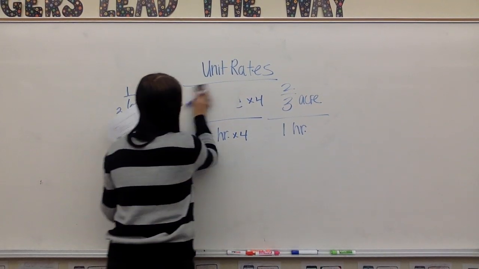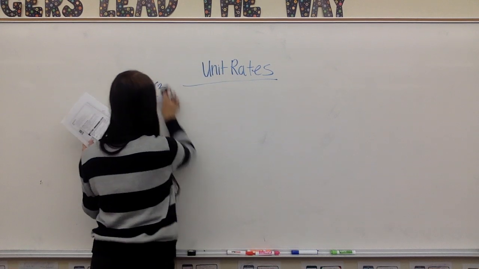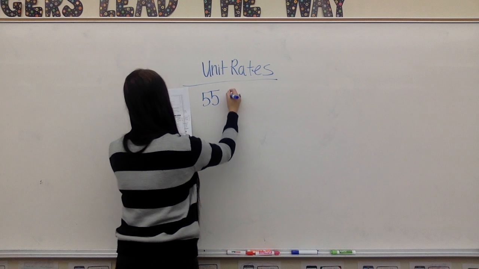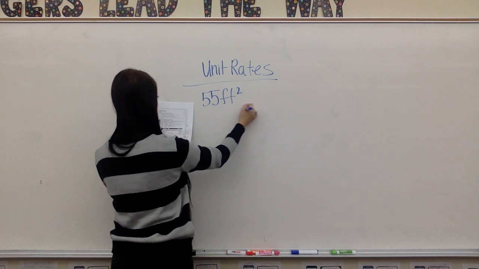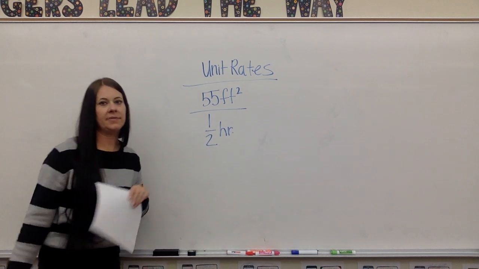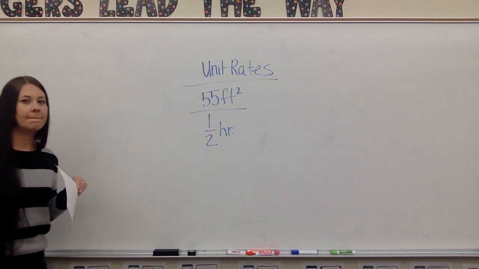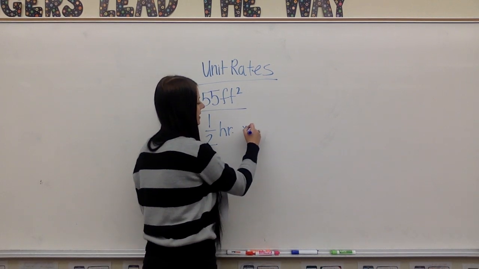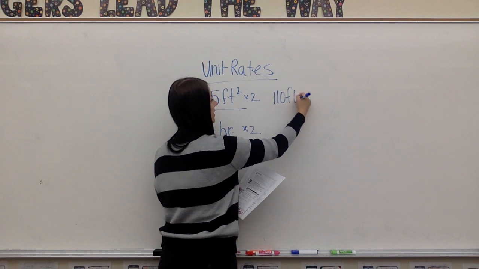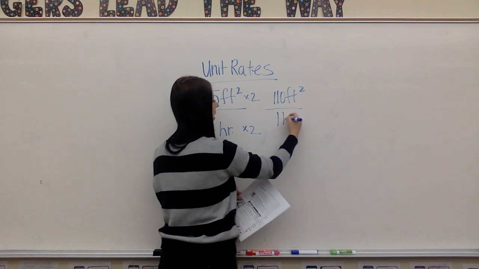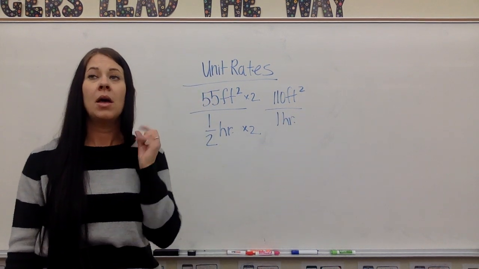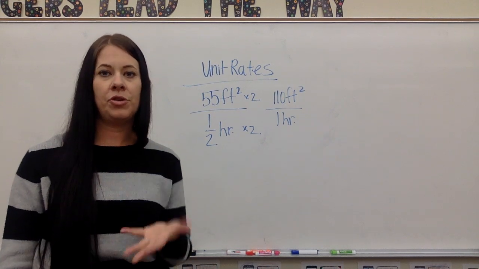So let's look at another one. Why don't you do this one? I don't know that I gave you enough time to pause on that last one. Sorry about that. But I have 55 feet squared per half hour. Okay, so pause if you need to. All right, so I multiply this by 2, so I multiply this by 2, so that's 110 feet squared per 1 hour.